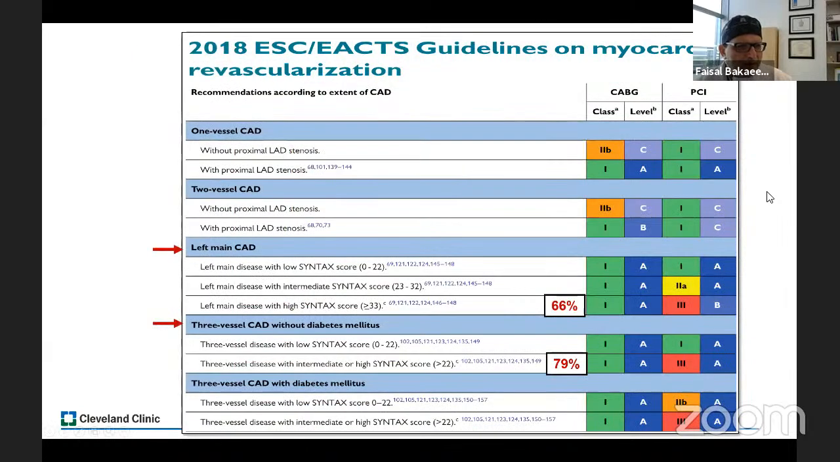The Europeans are a little bit less convincing in their recommendation because they do give class one recommendations for PCI for the left main and the three vessel, but they qualify it by using syntax scores, meaning that the higher syntax score should probably get a CABG. But in reality, most patients who present with left main disease or three vessel disease have syntax scores that are high. So in essence, if the recommendations are followed, then most patients with left main and three vessel disease in Europe would be recommended to have CABG.